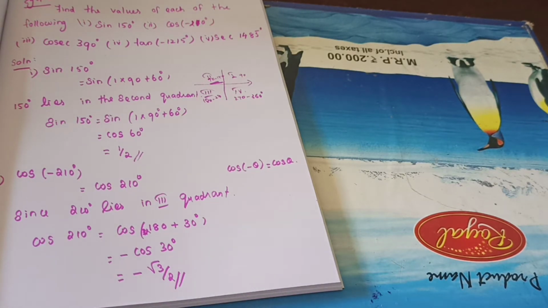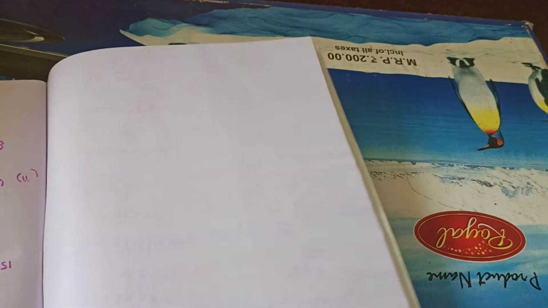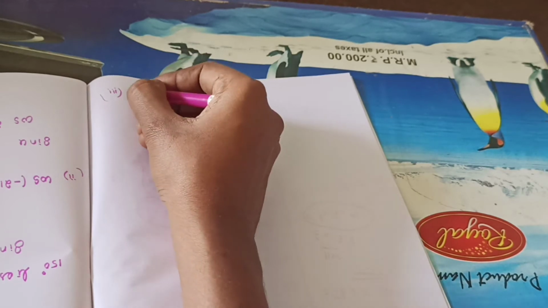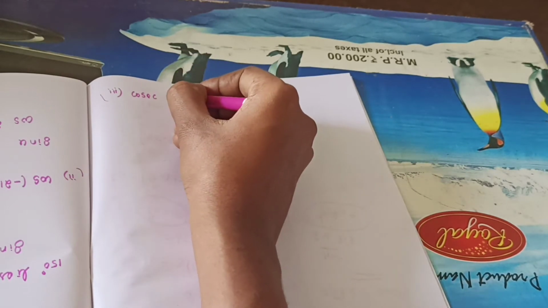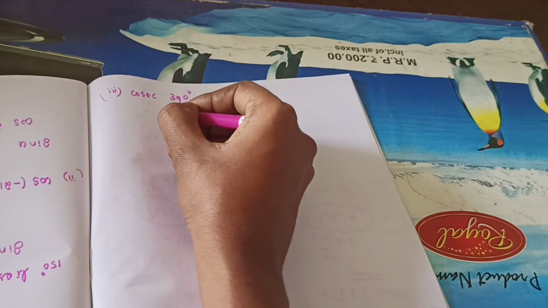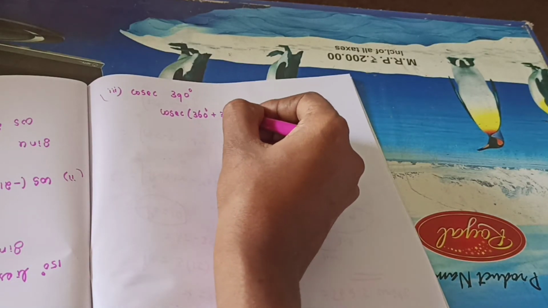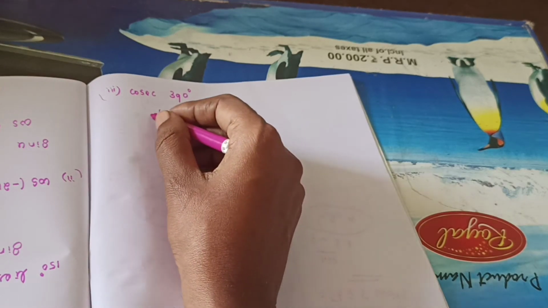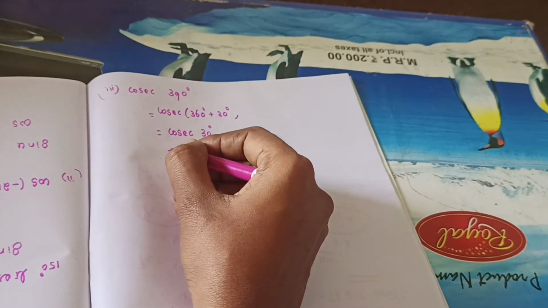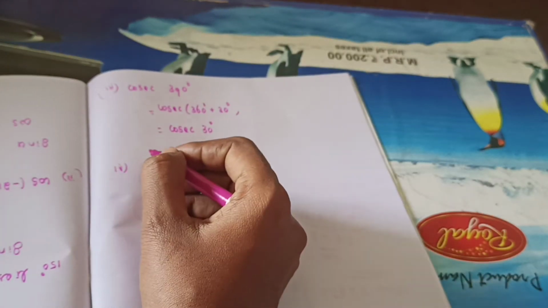So you need to be very thorough in that tabular column, then only it will be very easy. Okay, let's move to the next part, third. Cosecant of 390 degree. How can we write this? Shall I write it as 360 plus 30 degree? What's the value for cosecant of 360 plus theta? Cosecant of 360 plus theta means cosecant theta. So cosecant 30 degree. What's the value of cosecant 30 degree? 2.